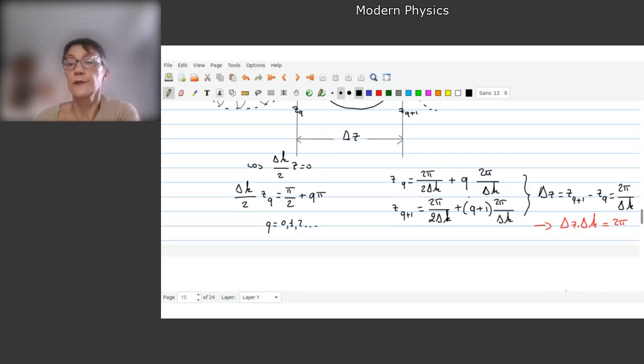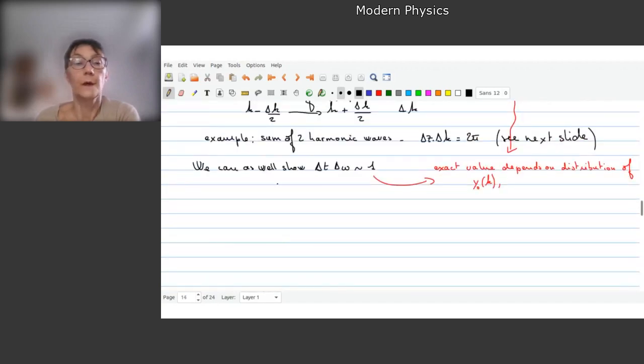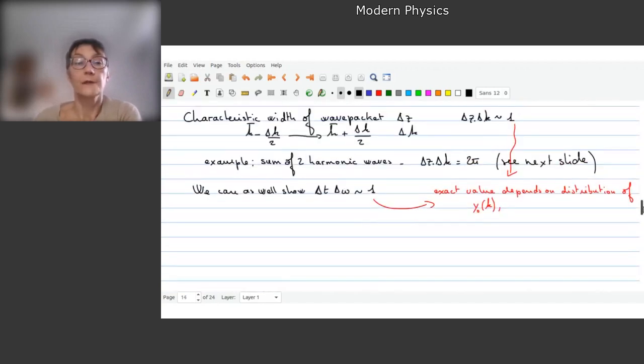So this is a very specific case, but you see this is 2 pi, because it's a few units. And so we have this relation between the spatial width of the wave packet and the wave number width, and this is some number.